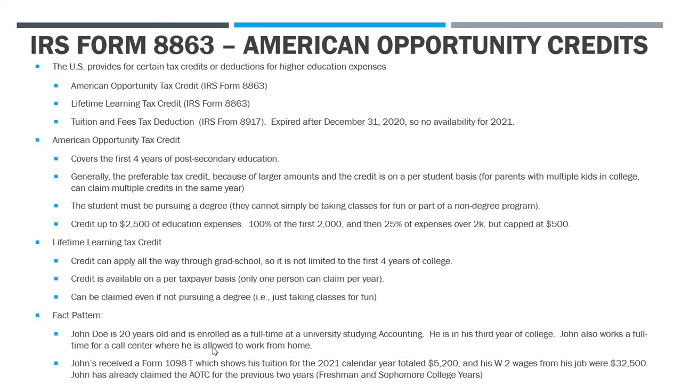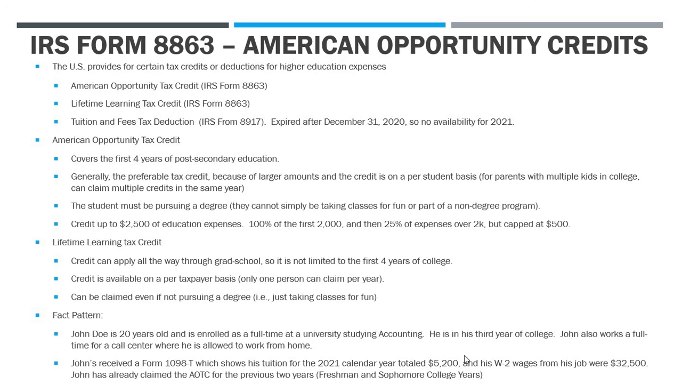So in our example here, we have John Doe at the bottom. He's enrolled full-time studying accounting. His expenses for the year were $5,200. That was his tuition. So he's going to get $2,000 minimum, right? That's the first $2,000 of his expenses. And then he gets 25% of everything over $2,000, but it's capped at $500.